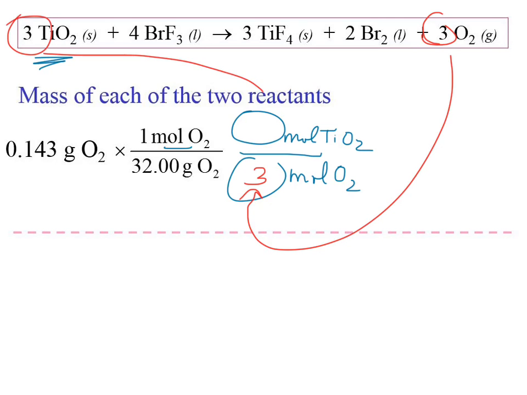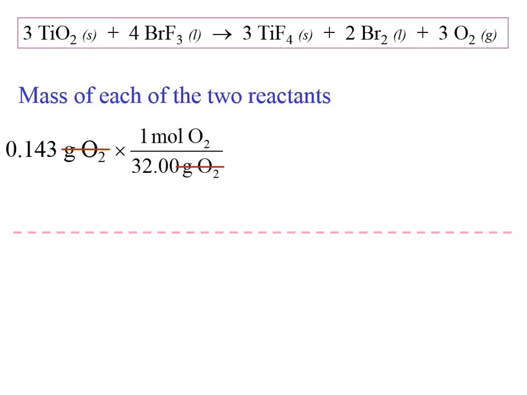And now we need to use the molar mass of TiO2, which, if you look at the previous slide, we want moles to cancel, so we're going to use the unflipped version of the molar mass of TiO2, which looks like this: 79.87 grams of TiO2 over 1 mole of TiO2.